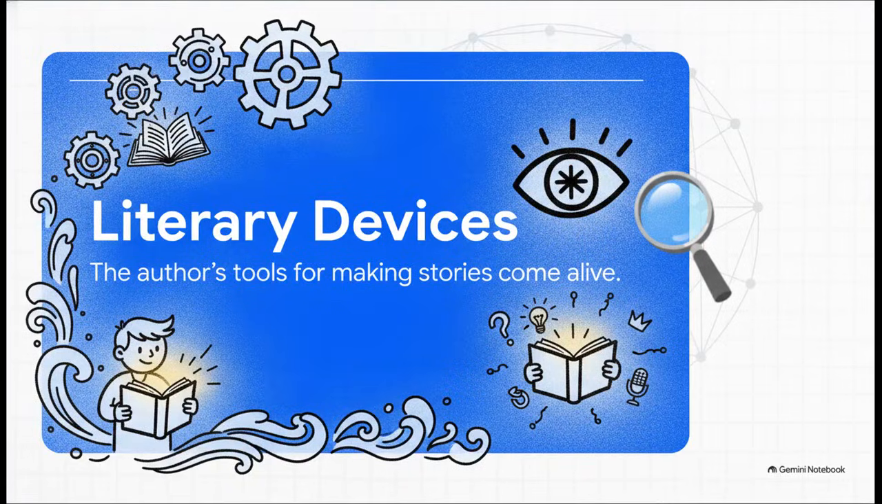Now, you might be wondering, why do we even need these tools in the first place? Why can't authors just state exactly what happens, like a dry police report? Well, it's because stories are meant to be experienced. A literary device is basically an author's specific tool for making a story jump off the page and come alive. And here is why this is a total game changer for you.